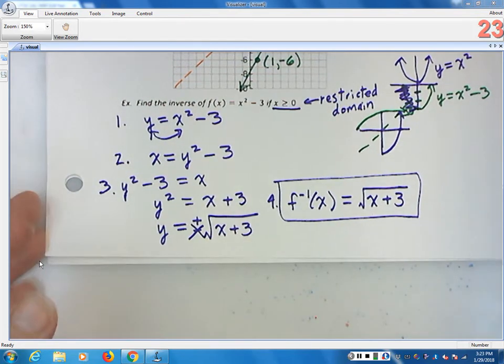Okay, so on the last page, any questions? Okay. Is it still all review?